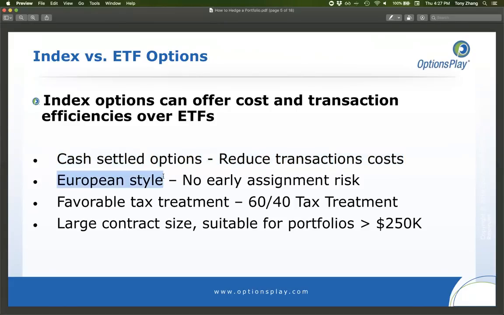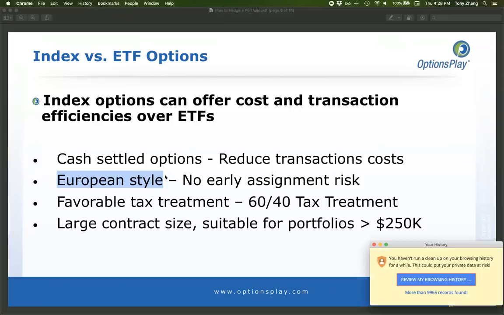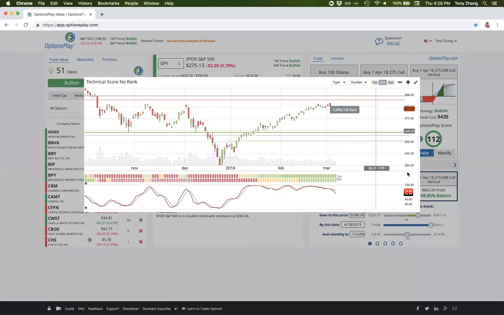Index options also are European style, which means there's no early assignment risk. This isn't really a problem for buyers because you don't have assignment risk as a buyer, but it's something to consider that there's no ability to exercise early even if you wanted to.